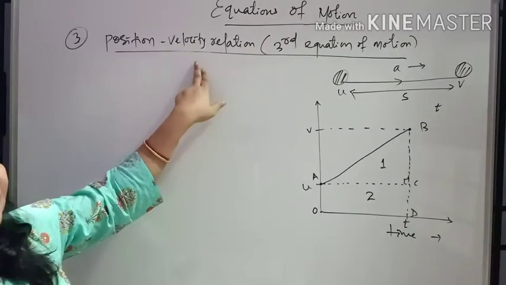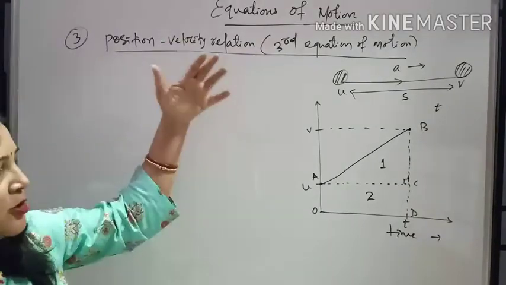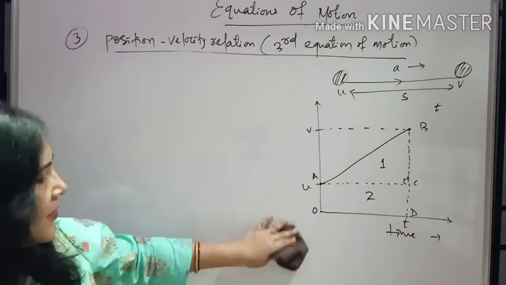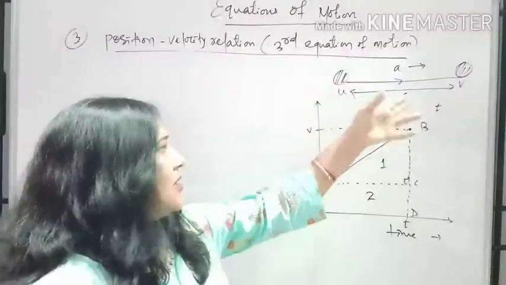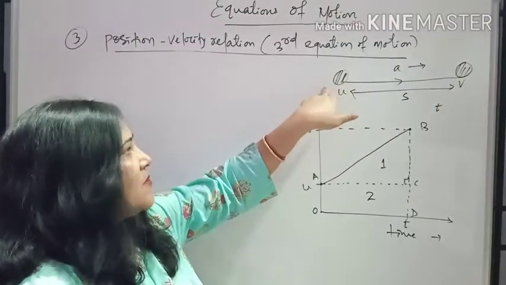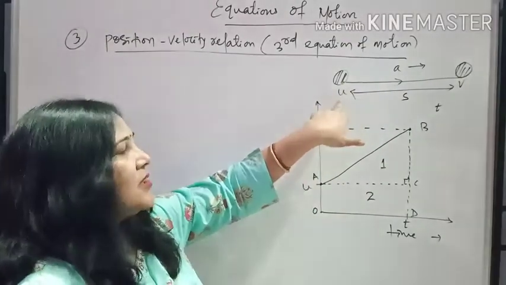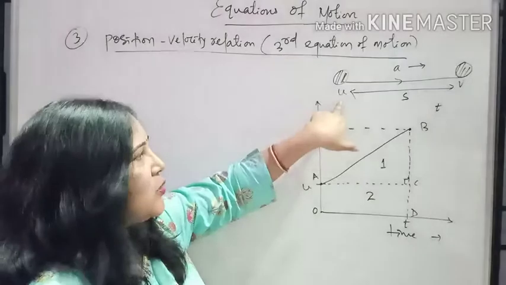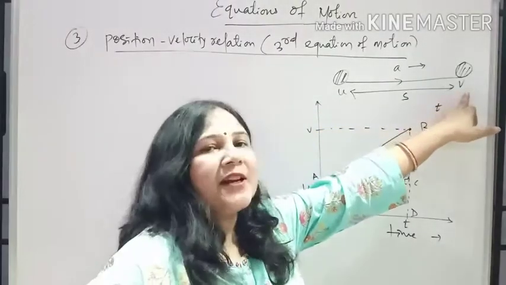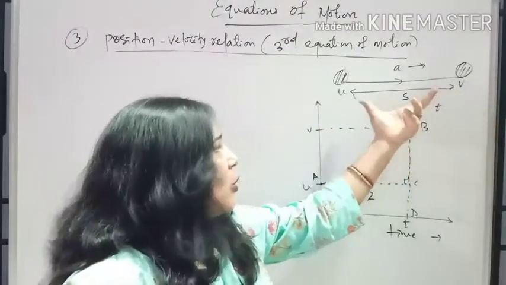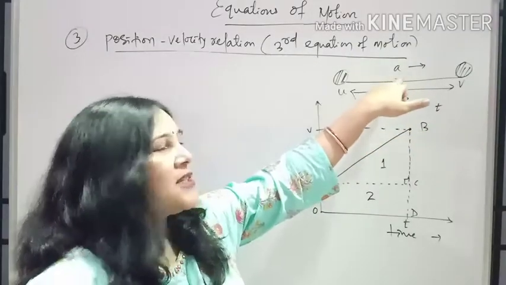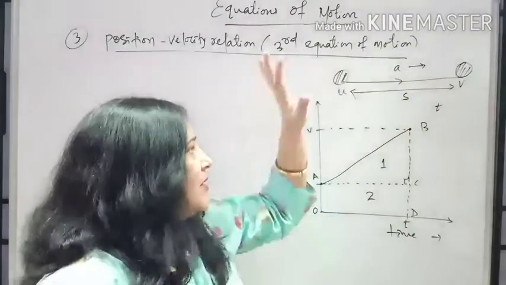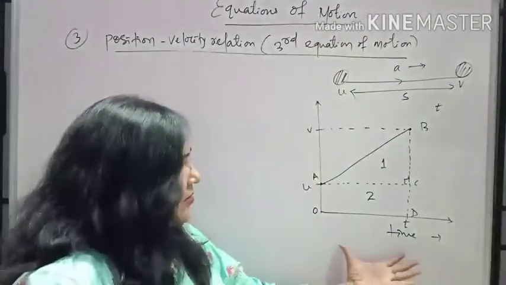Position and velocity. For that I am also taking the same graph here, with the same conditions. Here you can see we have taken this body. This body started from this point with initial velocity u. After t seconds, its final velocity is v. The distance covered here is s, and the uniform acceleration is a.